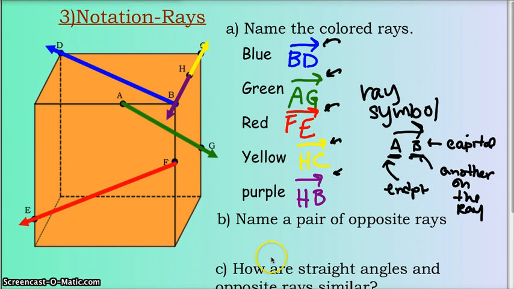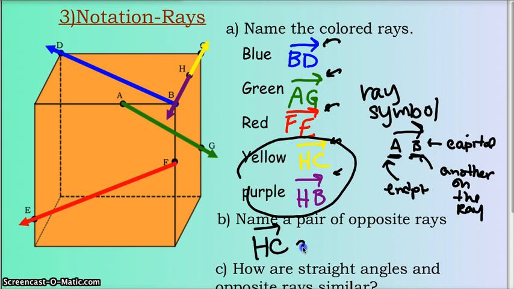All right, name a pair of opposite rays. Well, the pair of opposite rays are these 2 right here. They make a straight line and they both start at H, so HC and HB.